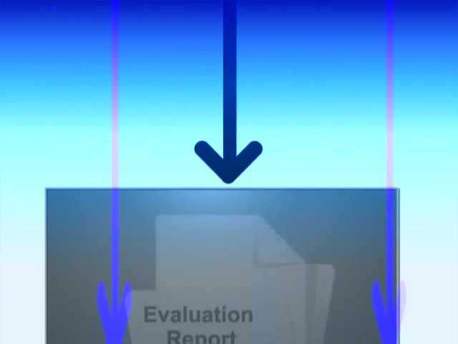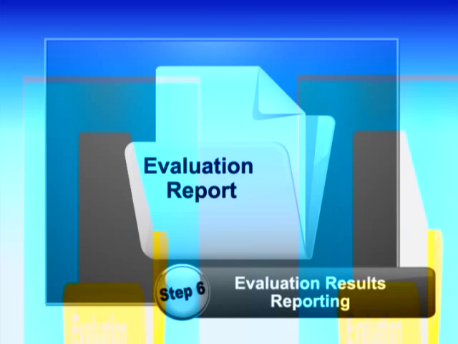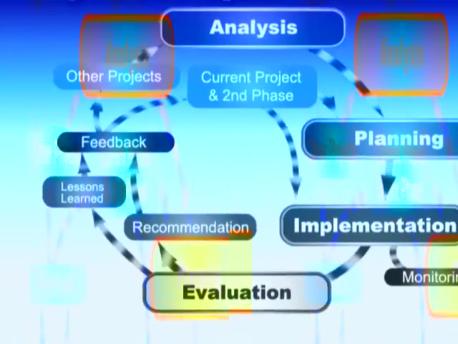Step 6 is evaluation results reporting. The evaluation is completed by making the report as clear and understandable as possible to organizations and persons who utilize the evaluation result, and by gathering feedback.